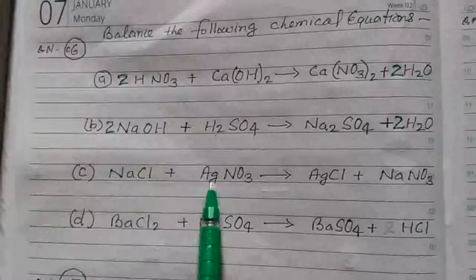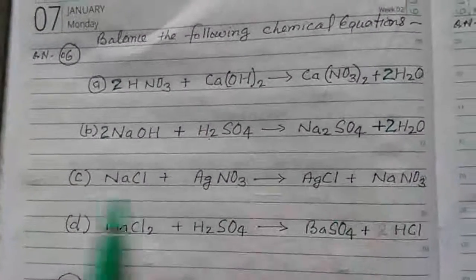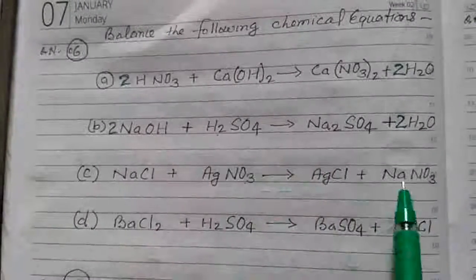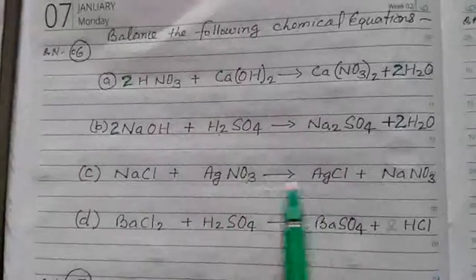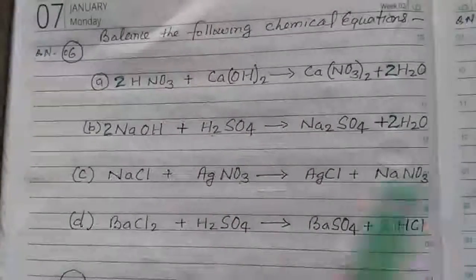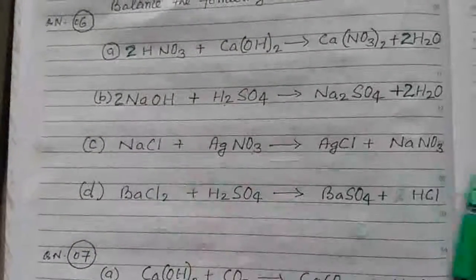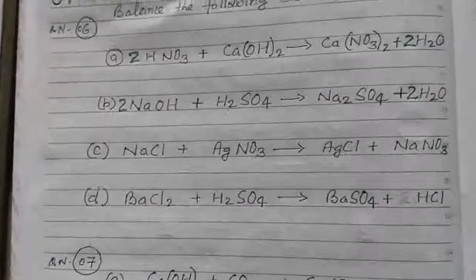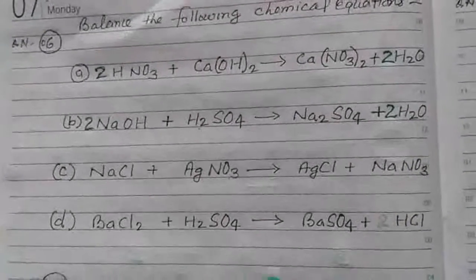NaCl, AgNO3, silver nitrate, silver chloride, sodium nitrate: all are monovalent, so no need to balance. 1 sodium, 1 chlorine, 1 silver, 1 nitrate, 1 nitrate. So it is already balanced. All are monovalent, so in case of monovalence, one loses 1 electron and another gains 1 electron, so there is no problem. Now come to here and balance.